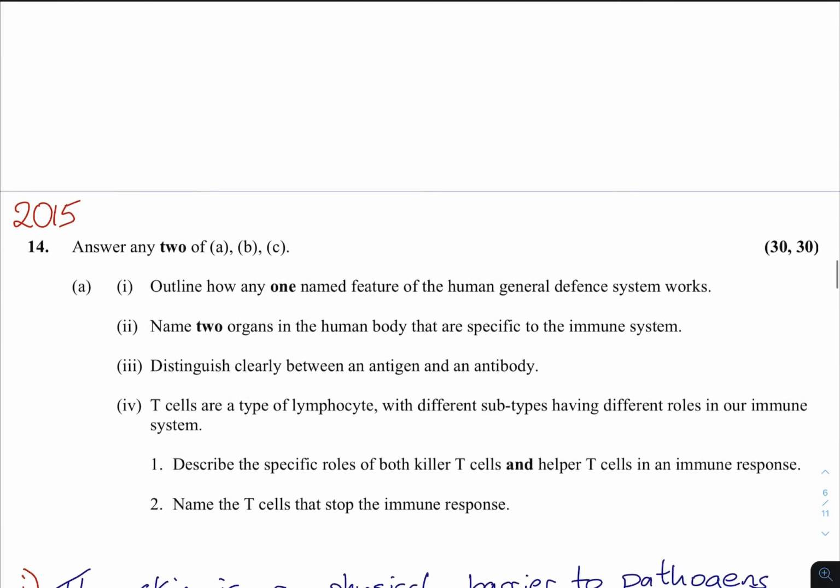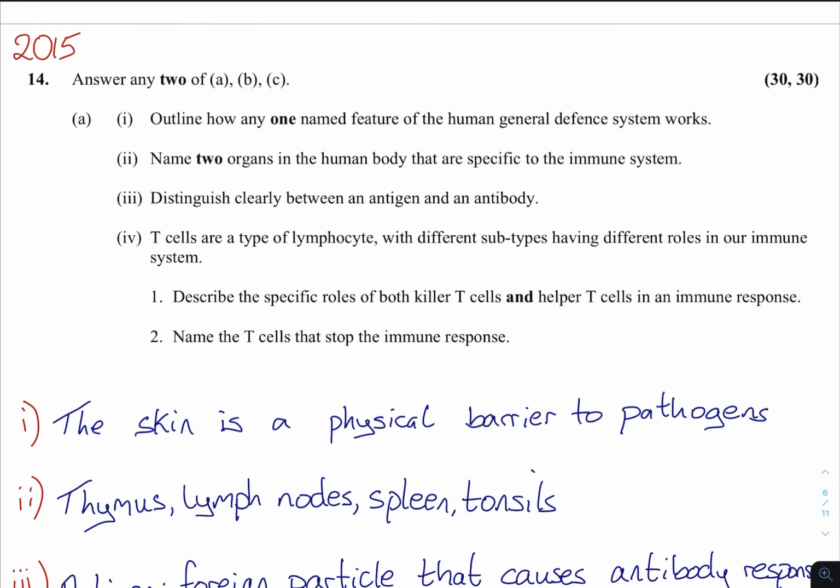Okay, 2015. Outline how a named feature of the human general defense system works. This doesn't come up too often, but the main one really is the skin. It is a physical barrier to pathogens. There's more than this, but that's the main one.